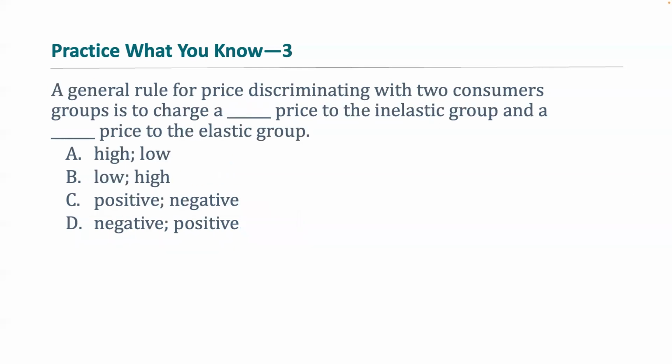In this case, a general rule for price discriminating with two customers or consumer groups is to charge a blank price to the inelastic group and a blank price to the elastic group. So remember, inelastic means that they don't care as much about price, and elastic means they are more sensitive to price. So the correct answer would be you want to charge a high price to that inelastic group that don't care as much about price, and you want to charge a low price to the elastic group that do care more about that price.